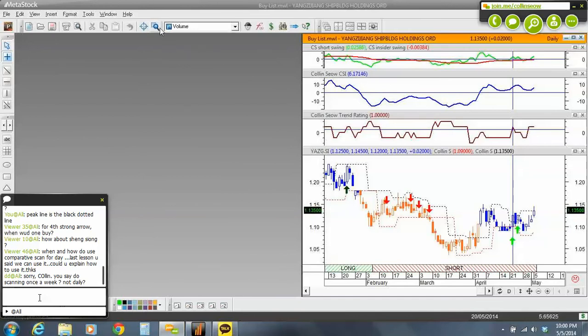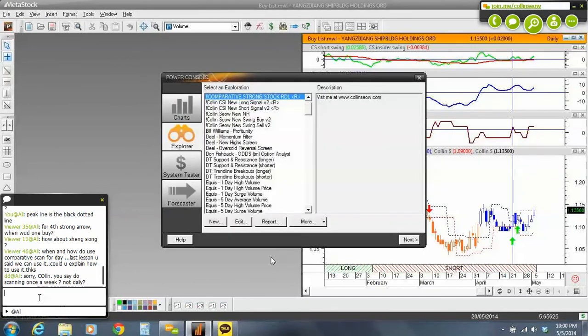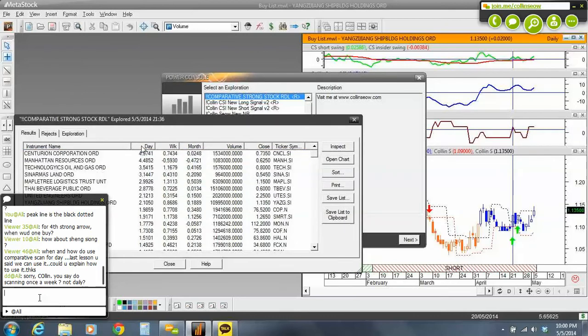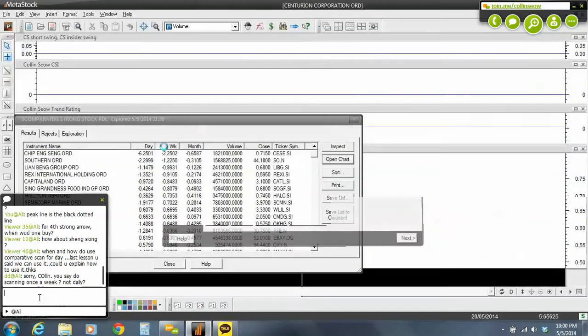Okay, so the scan, once you have the scan, you can actually rank it by day or rank it by week. You all know the difference? Let's say for example, I rank it by day. I show, let's say, Upstock, Centurion, and then I rank it by week.